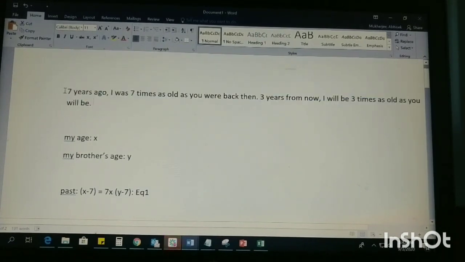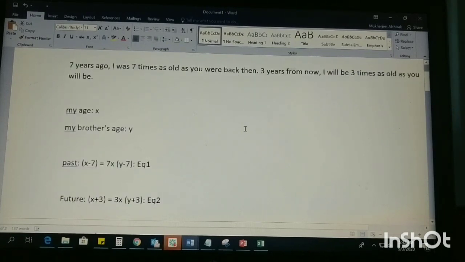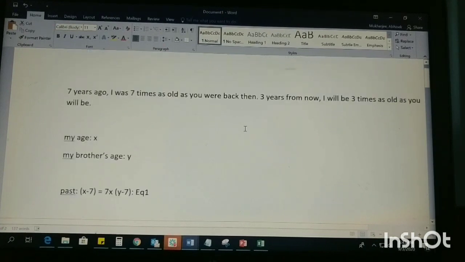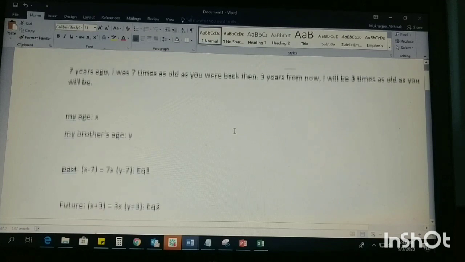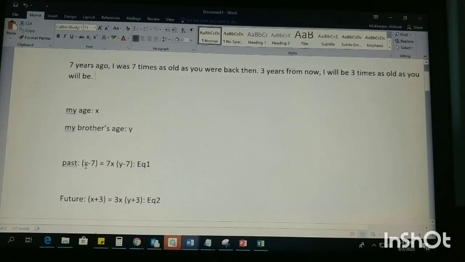The first part: 7 years ago, I was 7 times as old as you were back then. We consider this the past. So in the past, we create an equation for the riddle that we have. What am I saying? 7 years ago, I was 7 times as old as you were back then. Today I'm x years old, so 7 years ago I was x minus 7 years old. If today my brother is y years old, 7 years ago he was y minus 7 years old.